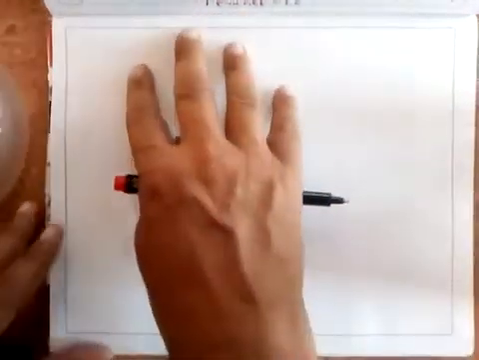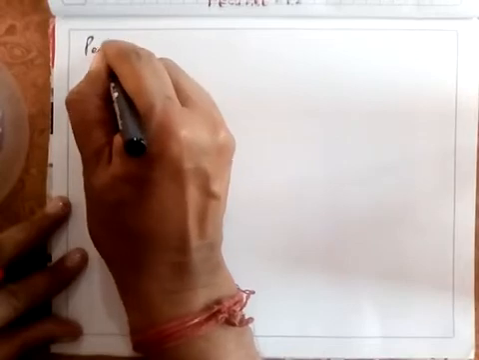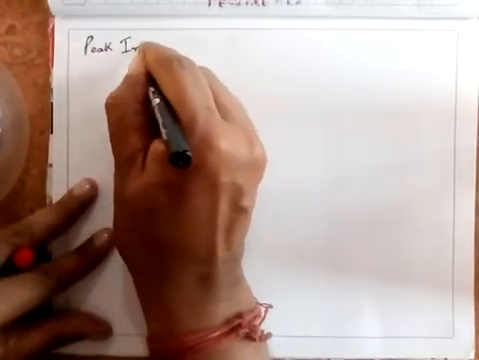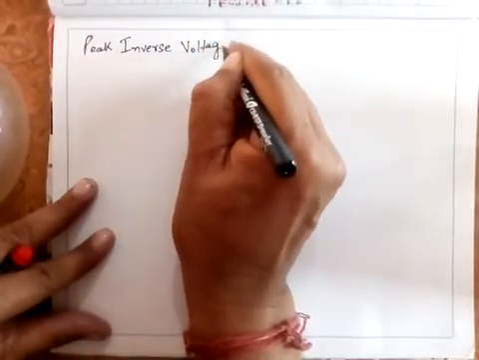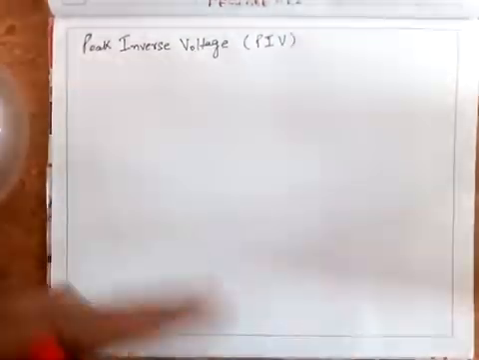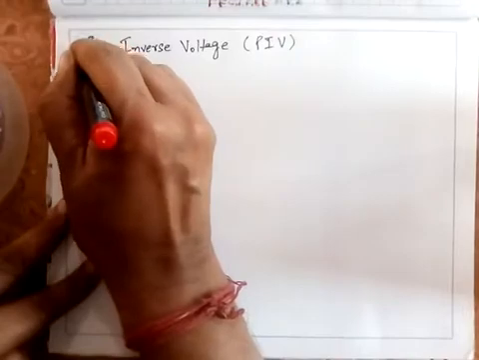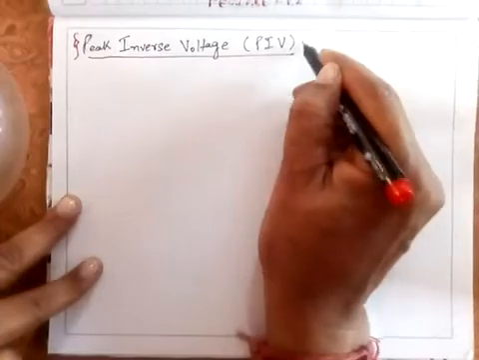Let's deal with one more parameter. Another performance parameter for all the rectifiers is peak inverse voltage, abbreviated as PIV. Another article is this peak inverse voltage, a very small article. What do you mean by this peak inverse voltage first of all?